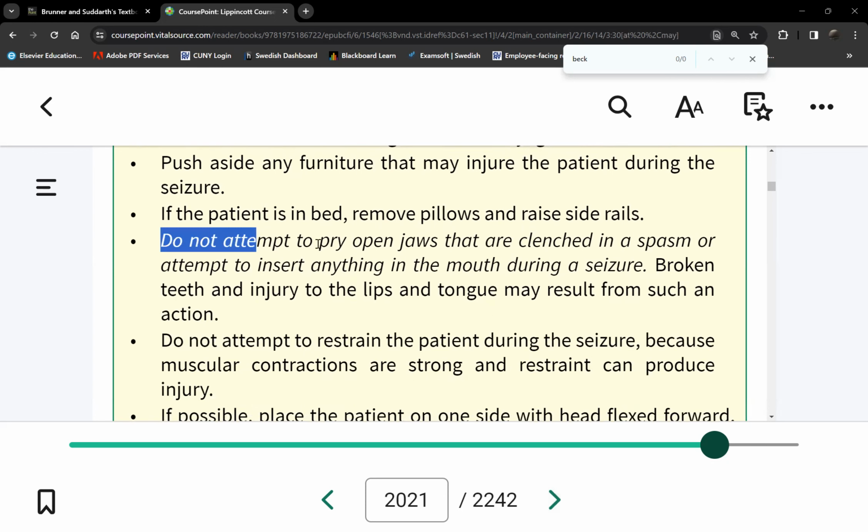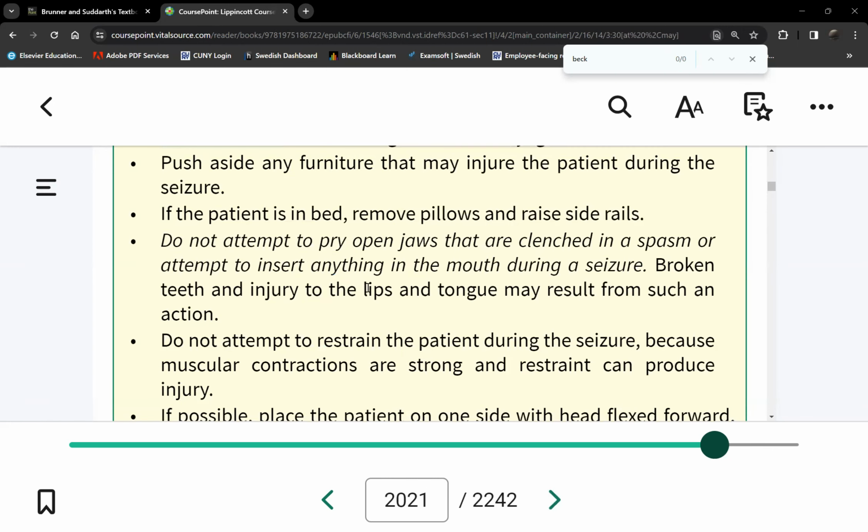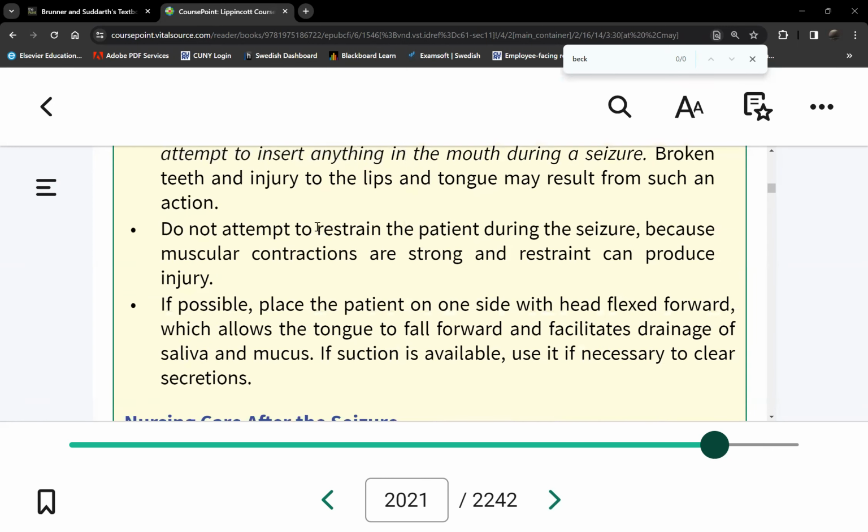Do not attempt to pry open the jaws. So that's why we stopped putting padded tongue blades into the mouth. During my time, when I went to school, our textbook still said, put a padded tongue blade into the mouth. Obviously, we don't do that anymore. This is the reason: broken teeth and injury to the lips have occurred because of that practice, so we stopped doing that. Do not restrain.